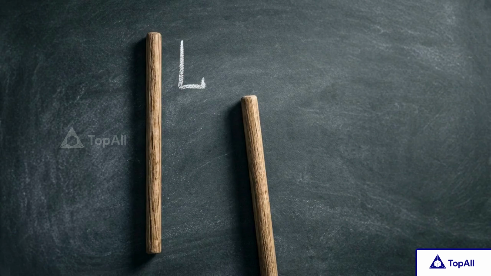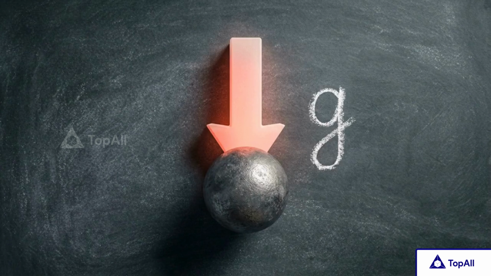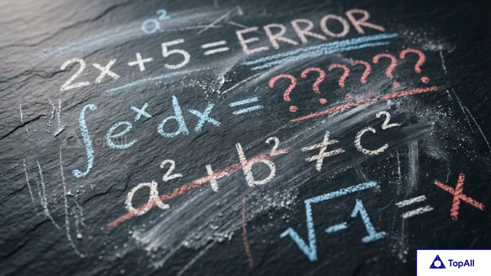You know the moving parts. There is the length of the string, the mass of the bob swinging at the bottom, and the downward pull of gravity. But you cannot remember if the length is squared, if gravity is divided by mass, or how they actually fit together on the page. You don't actually need to memorize the formula. You can build it from scratch using a technique called dimensional analysis.